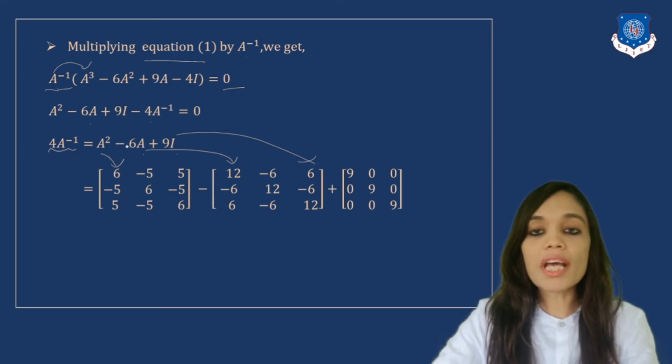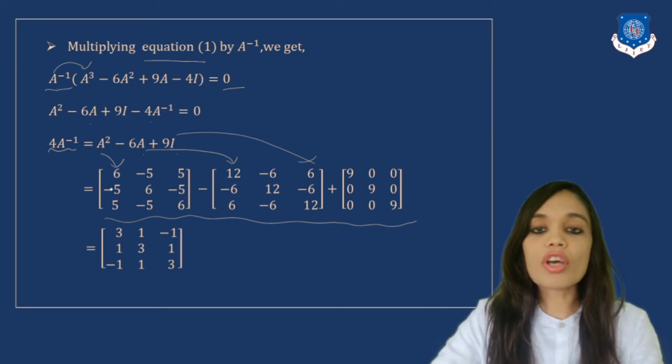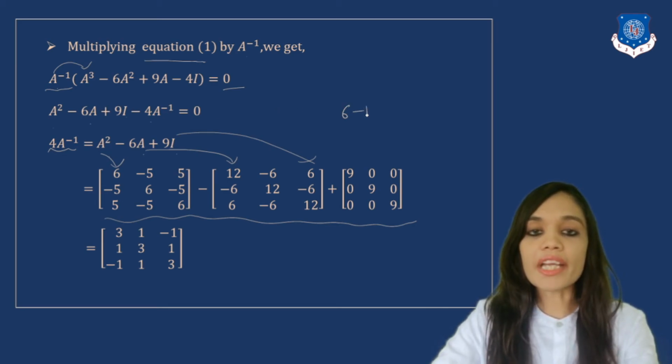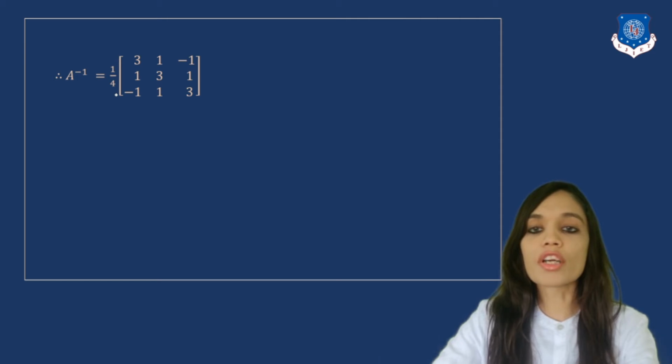Right? Now you have to put the value of A square, A and I. And also multiply A by 6 and your identity matrix by 9. Now we simplify these three matrices, right? So your answer will be 6 minus 12 plus 9, right? So the answer will be 3. Similarly, simplify all the elements of all the three matrices. So your answer of A inverse will be equal to 1 upon 4 times 3 1 minus 1, 1 3 1, minus 1 1 3.